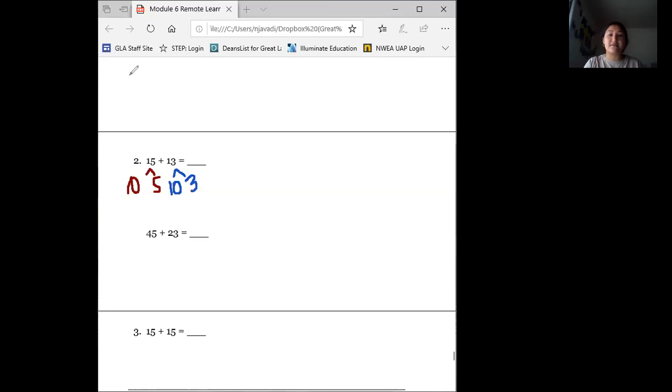Now let's add together the tens. So we have 10 plus another 10 from over here, from the 13. And what would we get if we add 10 plus 10? We get, that's right, we get 20. Now let's add together the ones. I'm going to cross out my tens because I use them.